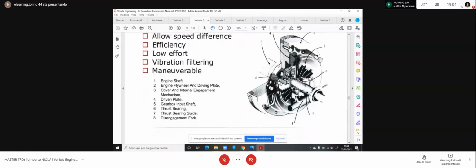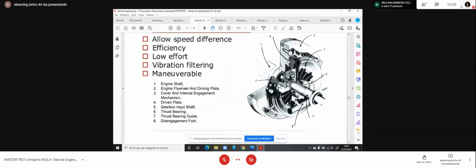Clutch is our first device to be used to start the vehicle and also allows the break between the engine and the wheels, allowing the gear change. You always remember this is a friction device. So the most used clutch on vehicles today is a single plate, a single friction plate, which is this very thin one indicated by the number 4 in the picture.